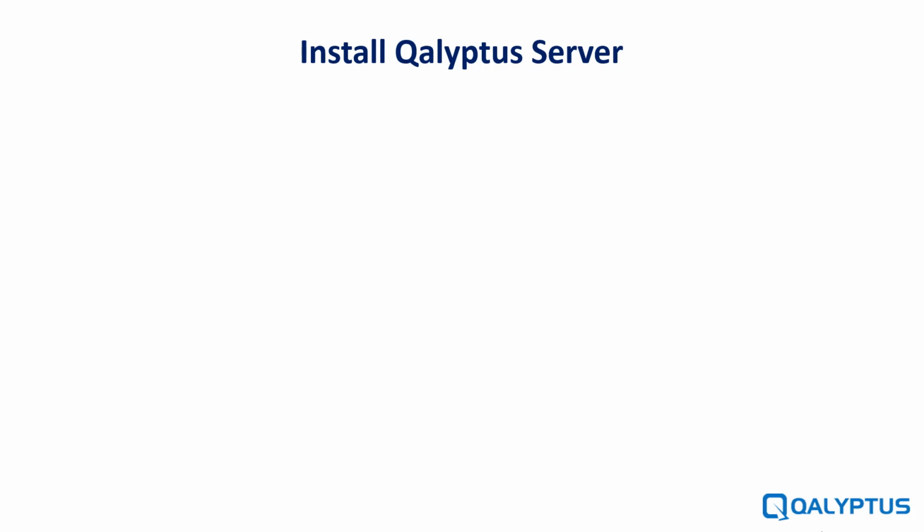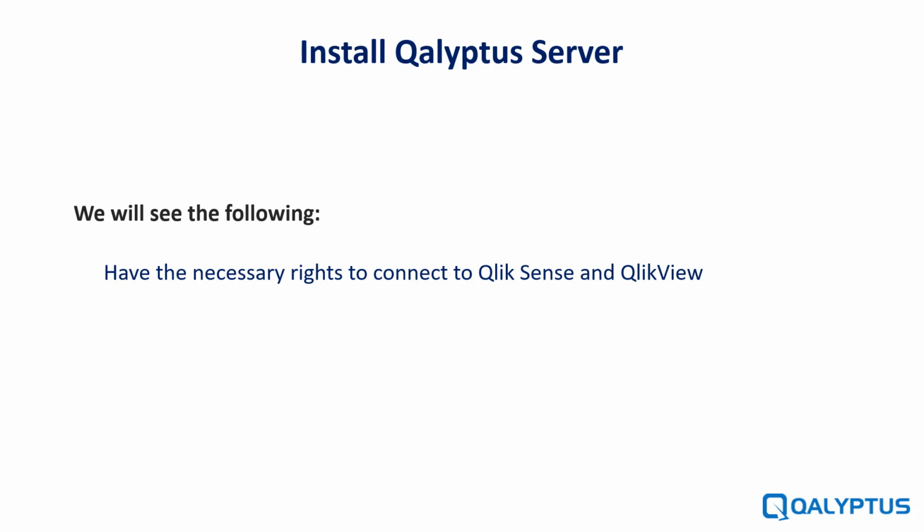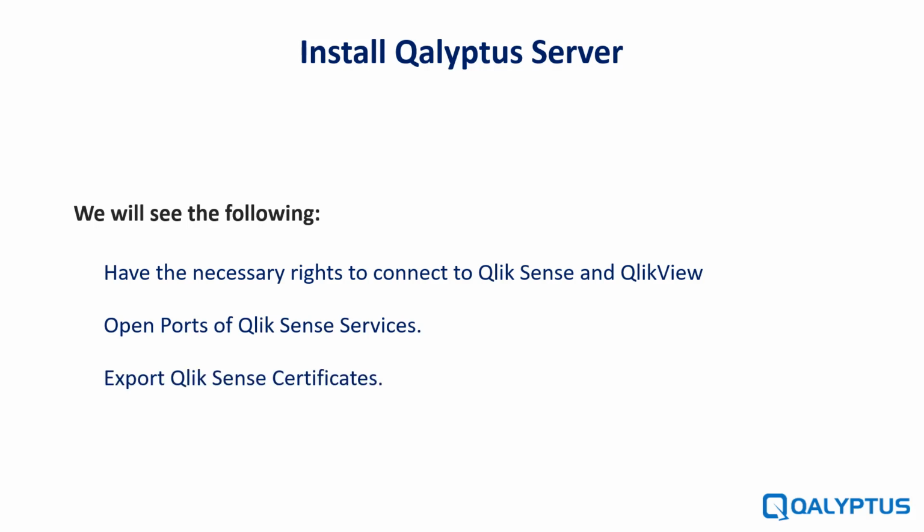Keep in mind that the machine's resources will be shared between them. We will see the following: have the necessary rights to connect to Qlik Sense and QlikView. Open ports of Qlik Sense services. Export Qlik Sense certificates. Install and configure Qalyptus Server.